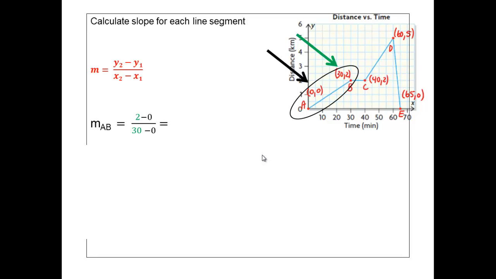Then, if we look at our black arrow, what we have is our next coordinate, which is down at A, 0, 0. So that corresponds to the y1 and x1 values in our formula here. We do a quick little bit of math. We have 2 minus 0 is 2, 30 minus 0 is 30. We simplify that and we get 1 kilometer per every 15 minutes.